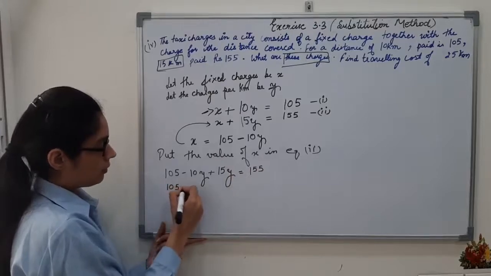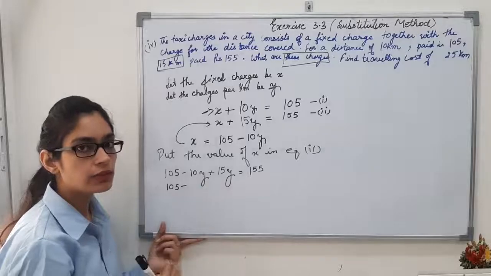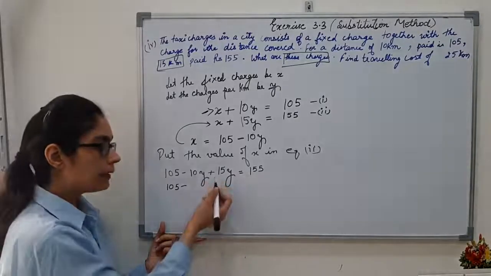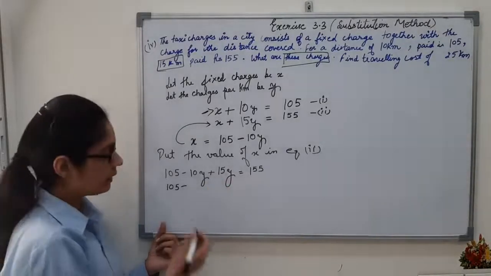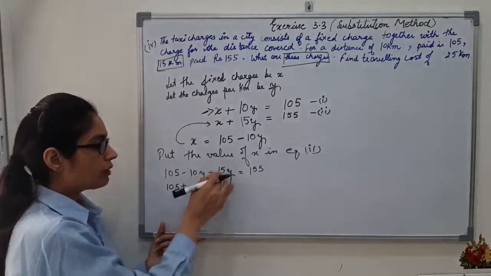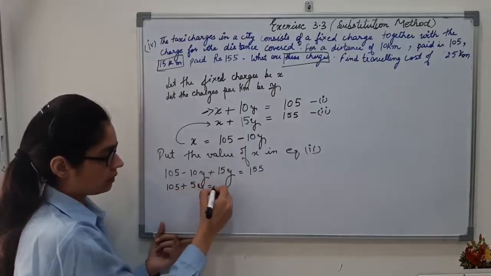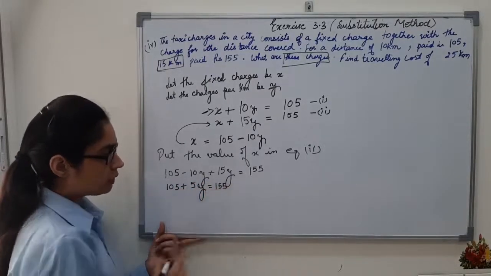Minus plus is minus, and the sign is that of the bigger number. The bigger number is 15, and with 15 it is a plus sign, so with my answer also it will be a plus sign. 15 minus 10 is 5. y will come as it is: 5y is equal to 155.